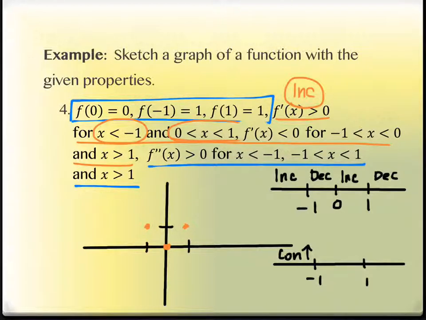It's also concave up between negative 1 and 1, and it's also concave up after 1. This graph is supposed to be concave up on these intervals, but not necessarily at negative 1 and 1. It doesn't tell us that, right? So my graph on the left-hand side of my first orange dot, this piece, needs to be concave up, and it needs to be increasing from left to right.